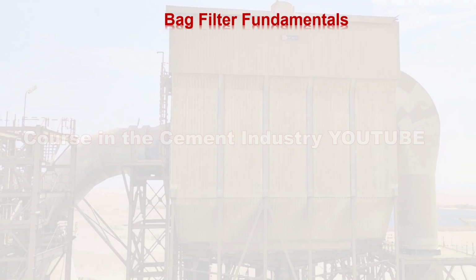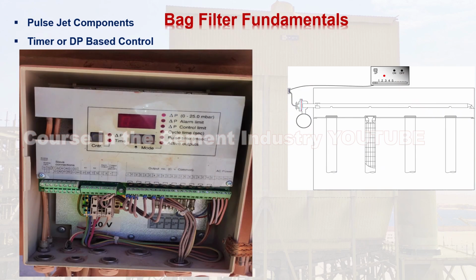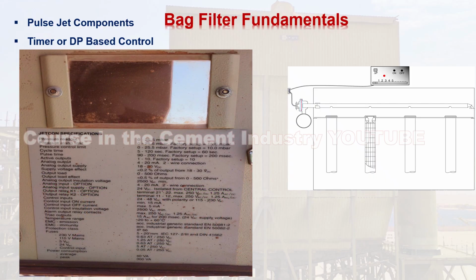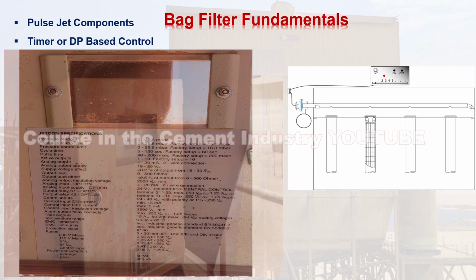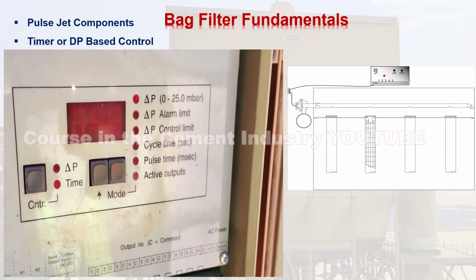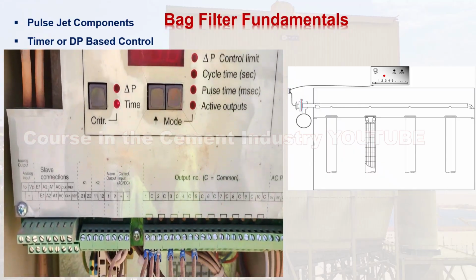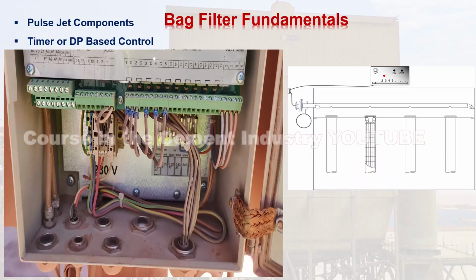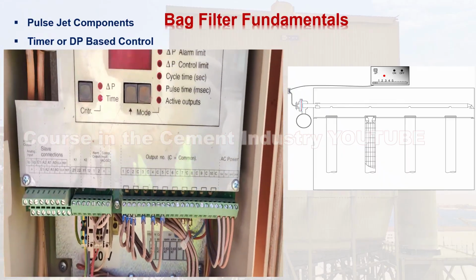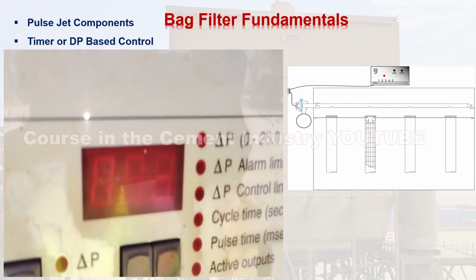Bag filter fundamentals. Pulse jet components. Timer or delta P based control. Bag filter controller is a solid-state sequential timer, designed to control the cleaning cycle of bag filters, with adjustable on or off pause timings. Differential pressure, also known as pressure drop or delta P, is the difference in pressure between the dirty air side of the bag house and the clean air side. As the incoming air is pulled through the filter media, filter bags, vacuum is lost, resulting in the air entering the bag house having a weaker vacuum than the air exiting the bag house.